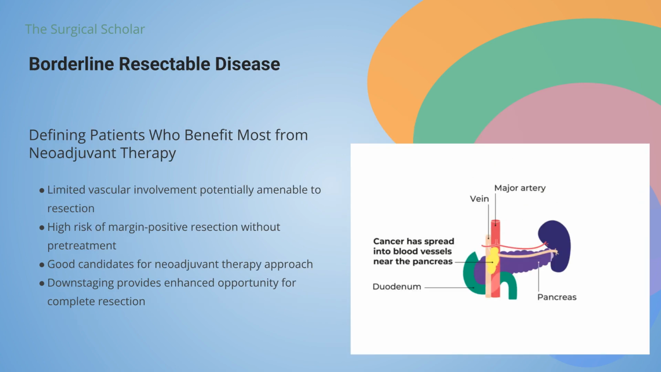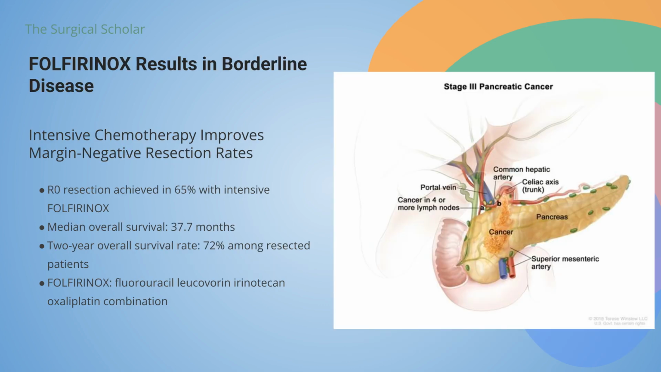The term borderline resectable describes patients with limited vascular involvement at high risk for margin-positive resection. These patients are good candidates for neoadjuvant therapy. That implies giving effective chemotherapy before surgery to downstage tumors and improve complete resection chances. Research demonstrates that patients with borderline disease receiving intensive FOLFIRINOX chemotherapy followed by radiation achieved R0 resection in 65%, with median survival of 37.7 months. Among those undergoing resection, 2-year survival was 72%.